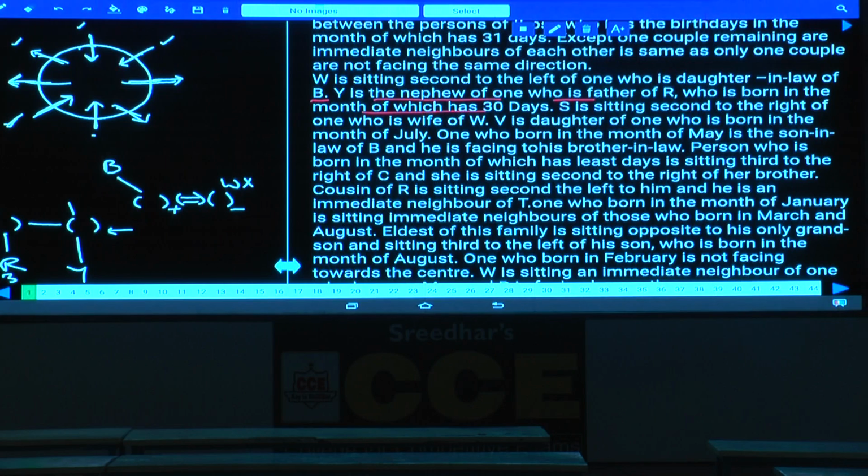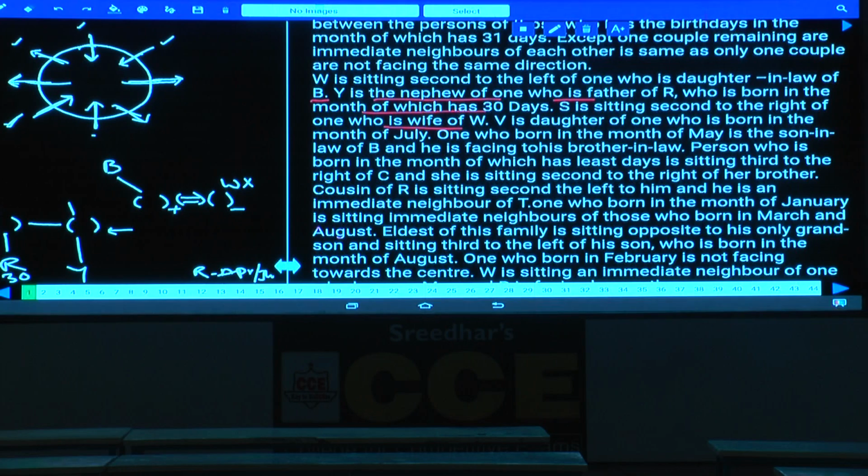Now, R born in the month which has 30 days means R can be born in which year, which month? Can be Jan, Feb, March, April or June. And this R can be either in the month of April or in the month of June. Done with this?